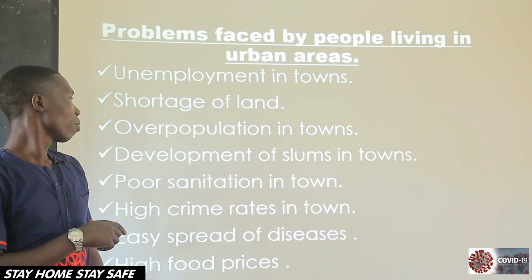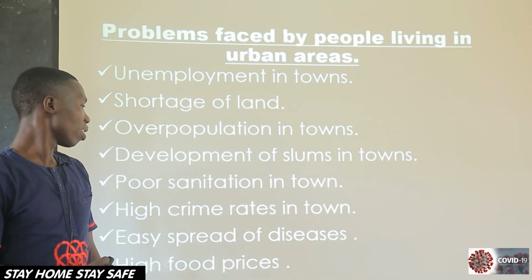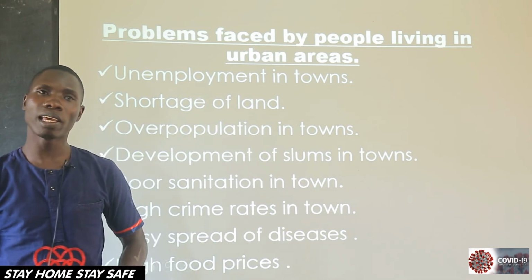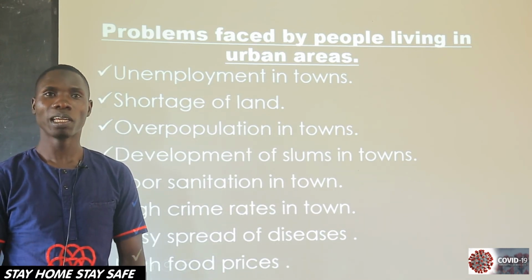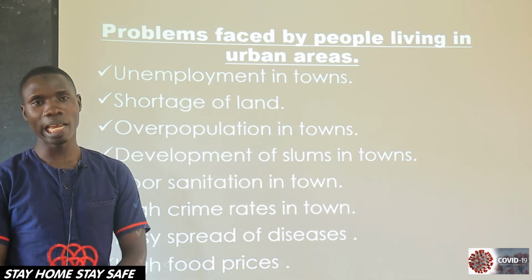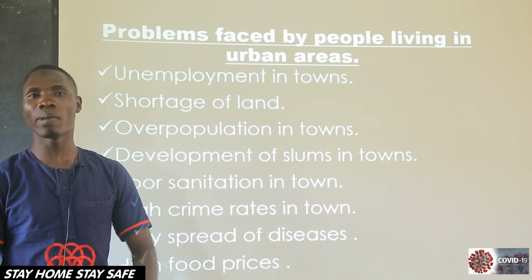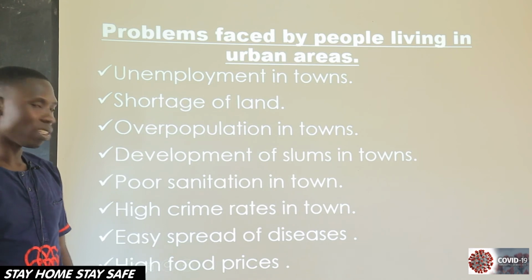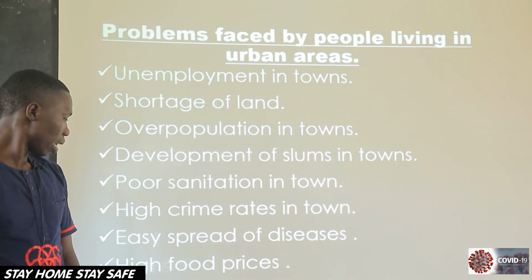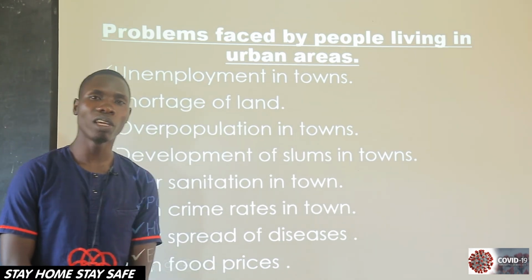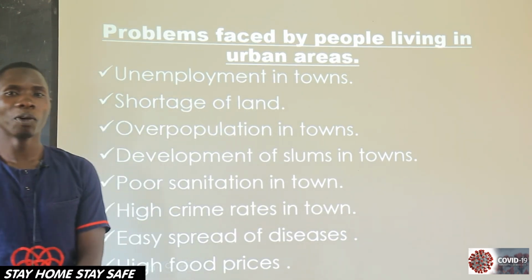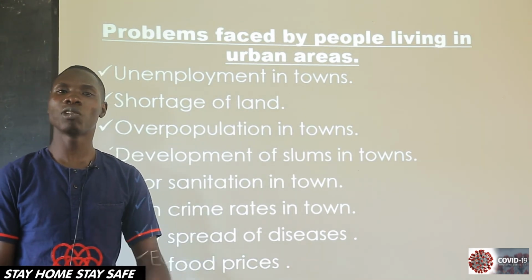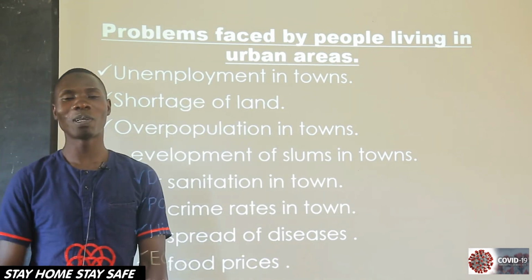So we have shortage of land, overpopulation in towns, development of slums in Kampala, poor sanitation, high crime rate in Kampala. When we are watching news, at least on a daily, you have to see a picture of a policeman. Why? A lot of crimes are committed, mainly in urban areas. You hardly see people committing crimes in rural areas, but in urban areas, every time there are crimes. And lastly is the spread of diseases, of course, due to high population. And lastly, high food prices. Now someone is going to say, no teacher, for us we go to Karere market and food is not expensive. My friend, something you buy at 500, when you go to rural areas, it is for 100. So in urban areas, we have high food prices, okay?